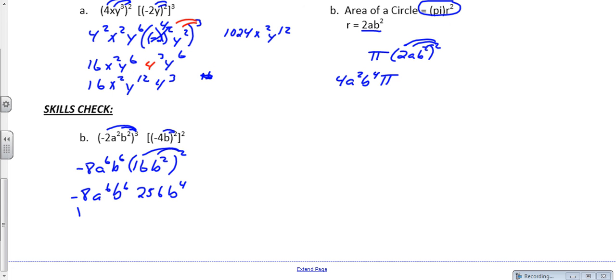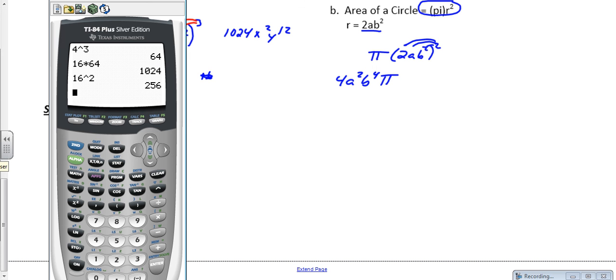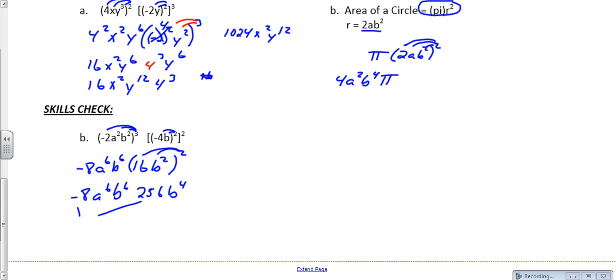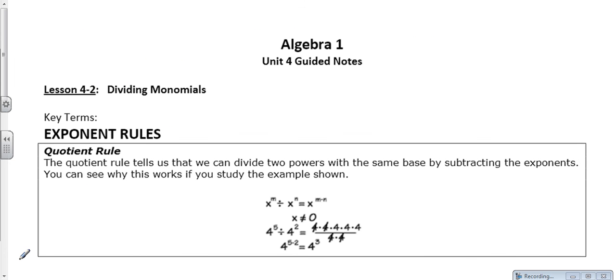Now we can multiply these two together. Negative 8 times 256. So negative 8 times 256. 2048. Negative 2048. And a to the 6th and b to the 10th, because now we add them. Alright, and this ends lesson 4-1.